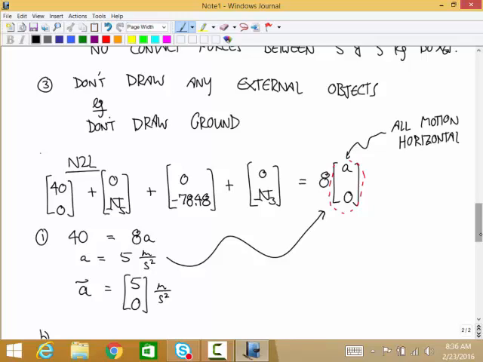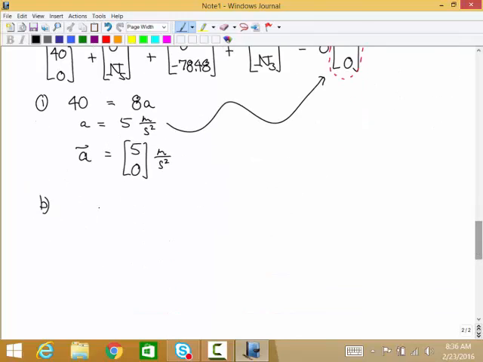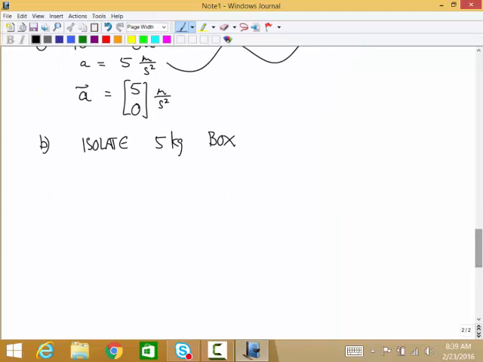Yep, that's right, because in order to calculate that force, we need it to appear in the free body diagram, and those internal forces don't appear. So we're going to just have to isolate the 5 kilogram box. Okay, so go back up there and draw a free body diagram of the 5 kilogram box. All right, so here's the free body diagram for the 5 kilogram box.